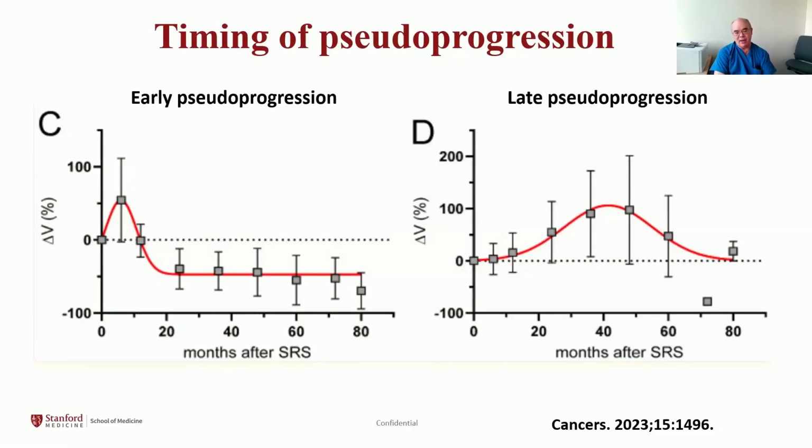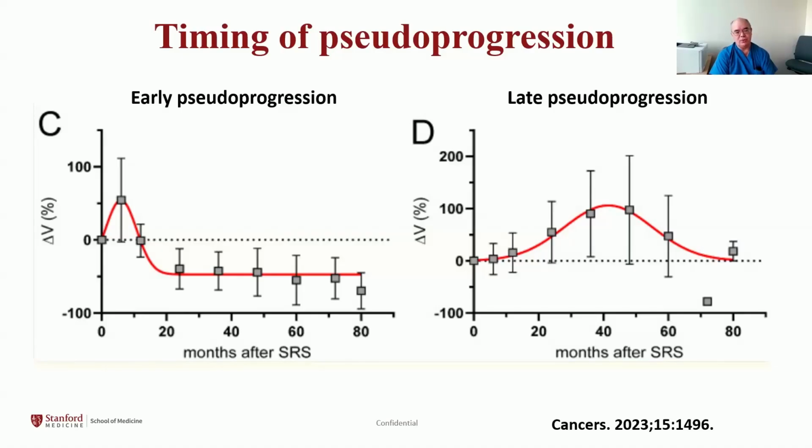There is thought to be two time windows when you can see some pseudoprogression. And understanding these two time windows is important. A lot of doctors don't understand the second time window called late pseudoprogression. I'll talk about that and why. But looking at the left side, we see that the first chance of what we call tumor swelling occurs about a year after you do the treatment.